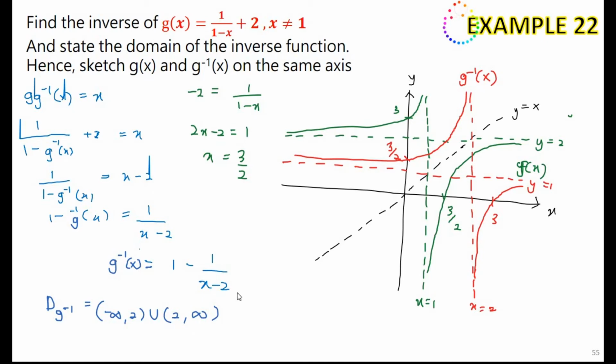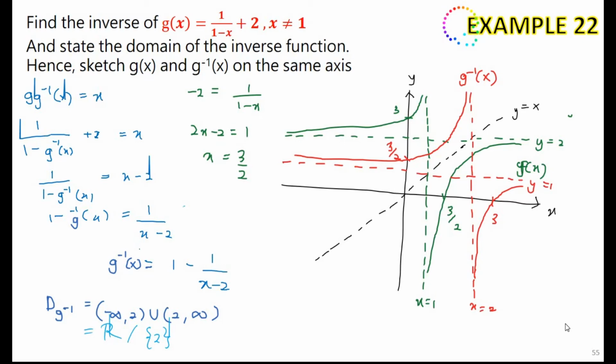From here we simplify until we get g inverse of x equal to 1 minus 1/(x minus 2). So we know that the domain of g inverse must not have 2. It means that the domain of g inverse is from negative infinity to 2, and 2 to infinity, or you can write it as all the real numbers except 2. So this is the domain of the inverse. Now we want to sketch g(x) and g inverse on the same axis.